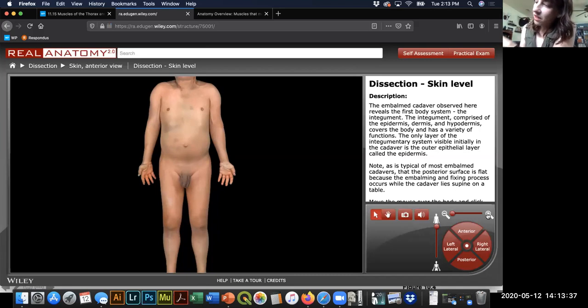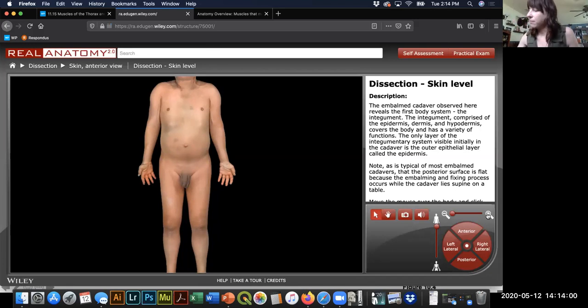So muscles of the thorax and the pectoral girdle. I'm kind of glossing over a lot of the stuff that's in the textbook, because we're treating it as muscles of the thorax and then muscles of the arms. So less so muscles of the pectoral girdle proper.